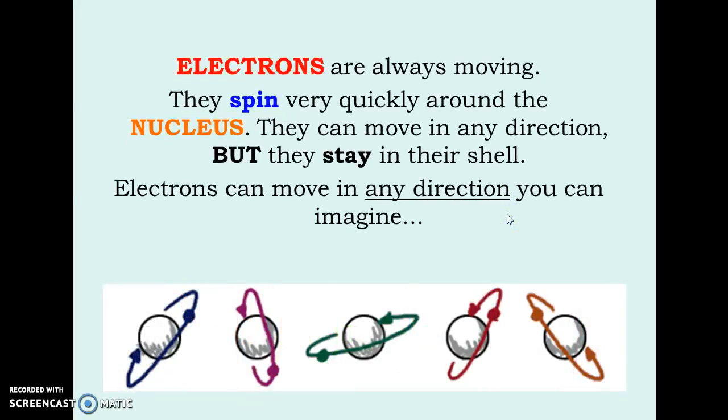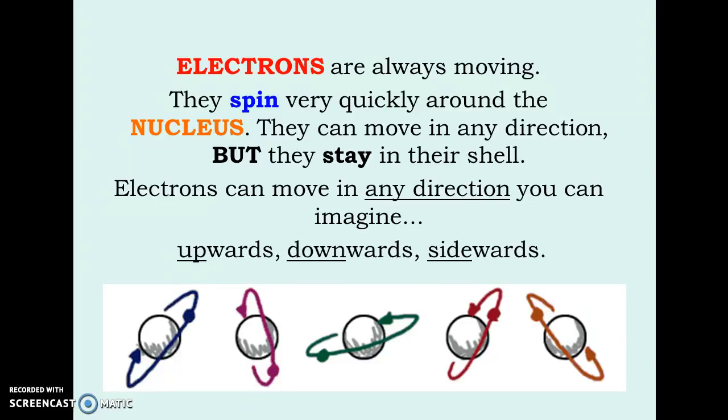Electrons are like you students. They are always moving. They spin very quickly around the nucleus. This is the spinning movement. They can move in any direction, but they stay in the trajectory of their shell. Electrons can move in any direction you can imagine. Upwards, downwards, sidewards.